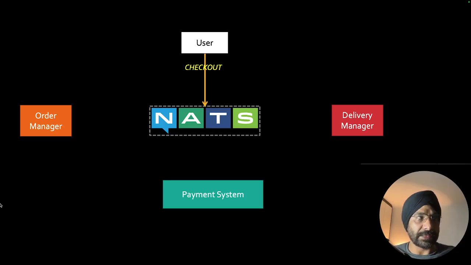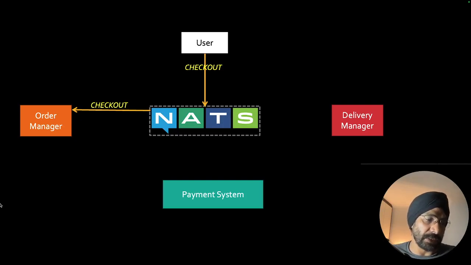In this particular use case, as you can see, my user has clicked on checkout, and the user module or user microservice has published an event, and let's assume it has been published to the NATS message broker. Once the event has been published, let's say I have an order manager microservice or component. It can subscribe or listen for all the events which are of type checkout. Once the order manager has received the checkout event, it knows there is a user who has created or would like to create an order.